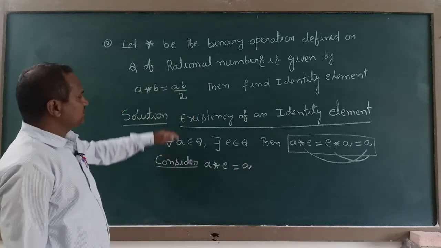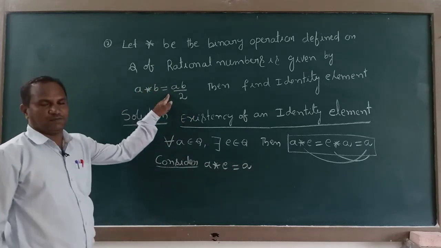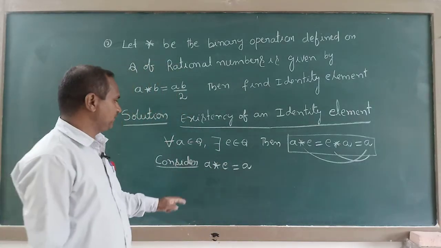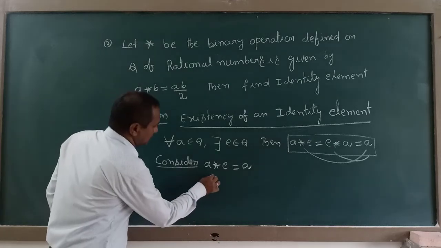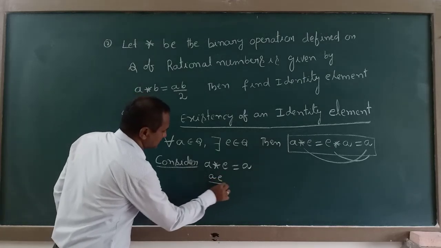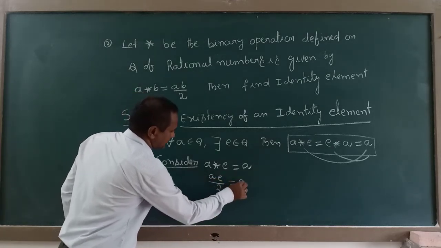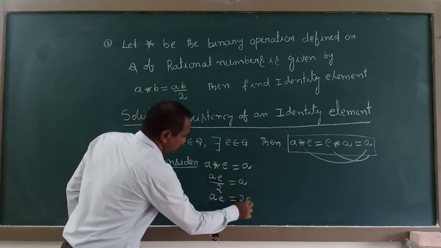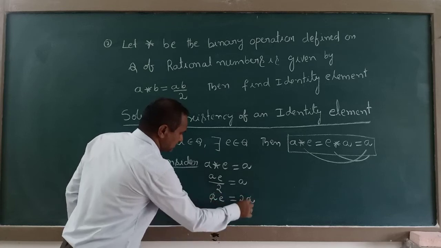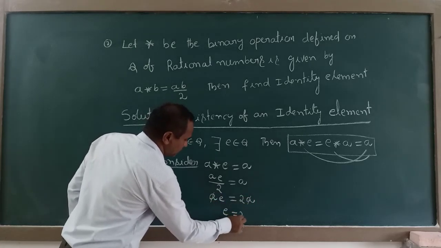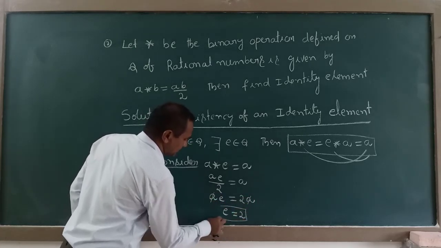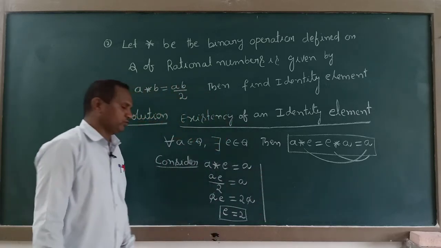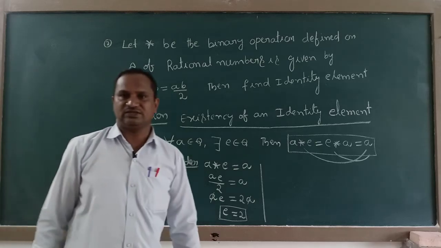What is A star B by the given definition? AB by 2. Now we have to apply the given definition. A star E is AE by 2 is equal to A. Taking cross multiplication, AE is equal to 2A. A gets cancelled. E is equal to 2. The same thing should be obtained on the other side also: we must get the value for E as 2.